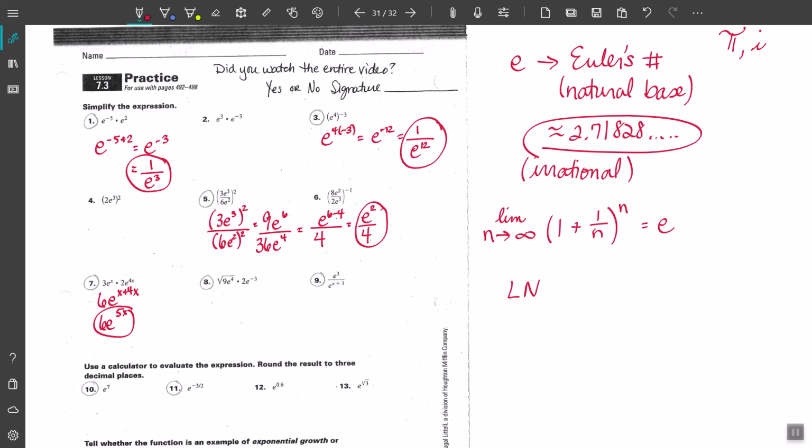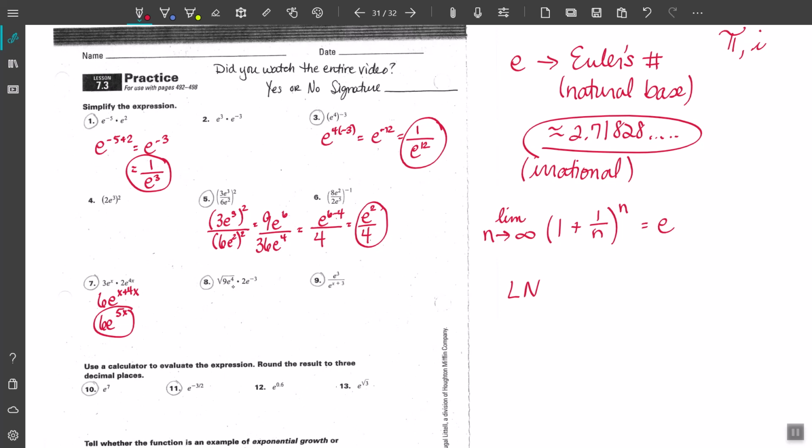Now, when we first look at 8, it looks pretty complicated because we don't have anything alike that we can multiply together. We've got a radical, and then we have an exponential expression. So the most likely thing to do would be to take this radical and factor everything underneath the radical, pull it out, and see if we can get something that we can multiply to this 2e to the negative third.